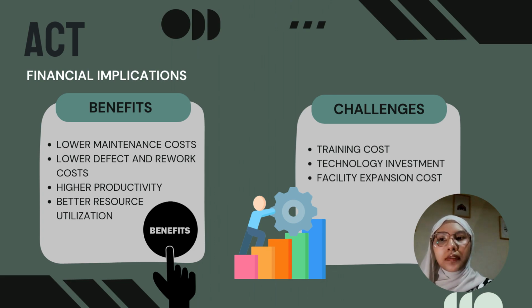So next is lower defect and rework costs, which is visual SOPs and continuous training help reduce production errors, so Proton spends less on repairs, inspections, and warranty claims. Third is higher productivity, which is a more efficient production process allows Proton to produce more vehicles within the same working hours, increasing revenue and profitability.